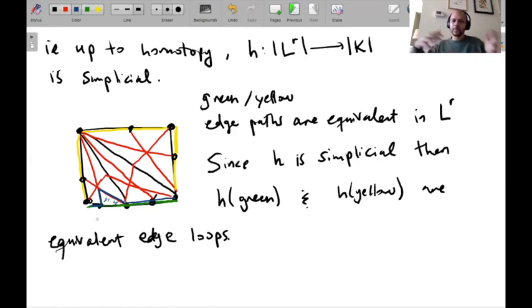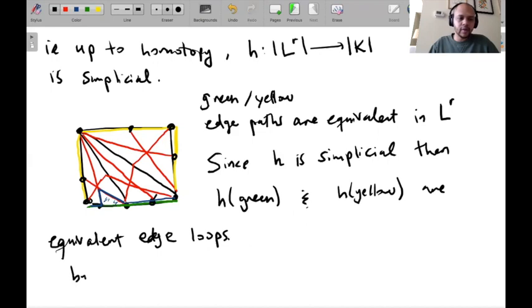But then if you apply a simplicial map, the triangle gets mapped to something that's a simplex, either a triangle or something lower dimensional. And if this triangle gets mapped to a triangle in K, then you can do the same move in K. Okay, so this maybe is something to think about. So the images are also going to be equivalent just by doing the same sequence of equivalences. And this uses the fact that H is simplicial.